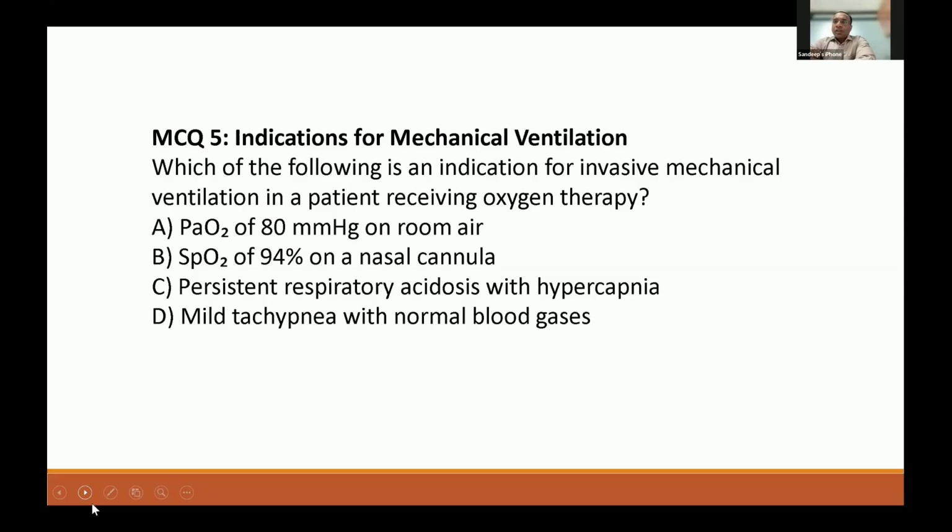So which of the following is an indication for invasive mechanical ventilation in a patient receiving oxygen therapy? You are already giving oxygen therapy to one patient. Now, which of these patients should go on invasive mechanical ventilation? So that is the question. A patient who has a PO2 of 80 mmHg on room air, a patient has saturation of 94% on nasal cannula, persistent acidosis with hypercapnia, and mild tachypnea with normal blood gases.